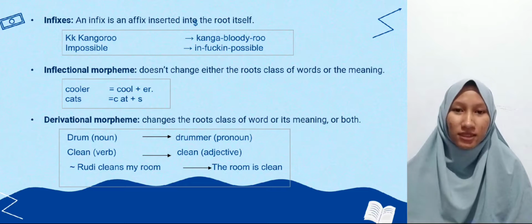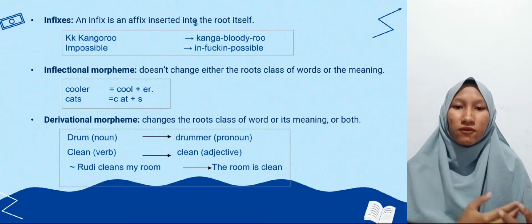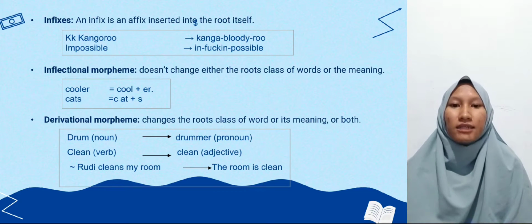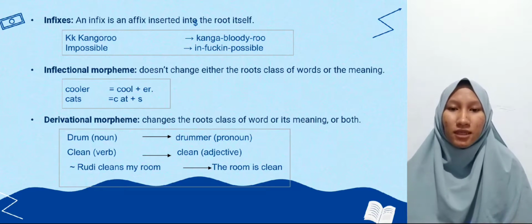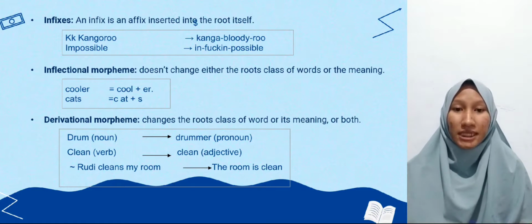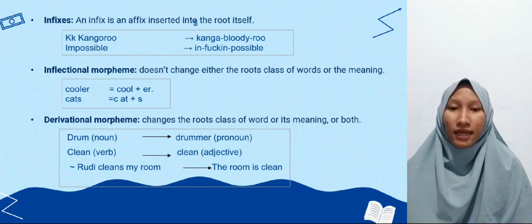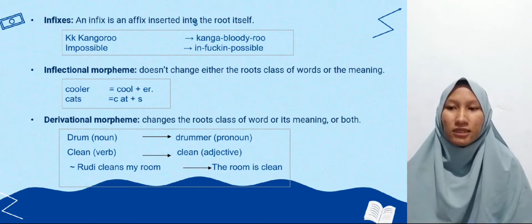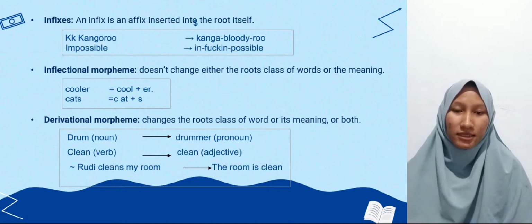The next is inflectional morphemes. This morpheme doesn't change either the function or the meaning of the word. For example, cool. Cooler: you know that cooler is cool with the morpheme er. And then cats is cat with the morpheme s. The meaning itself is still cool, still cat, even if you put er and s at the end of the word.